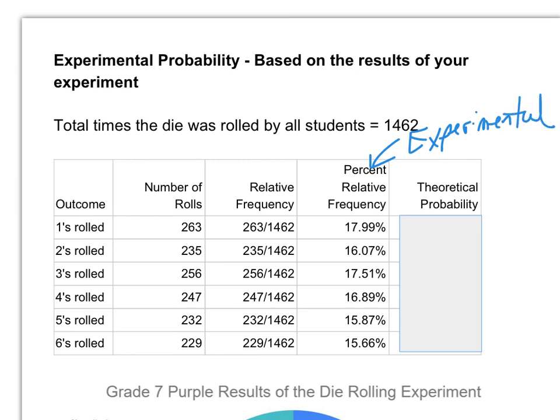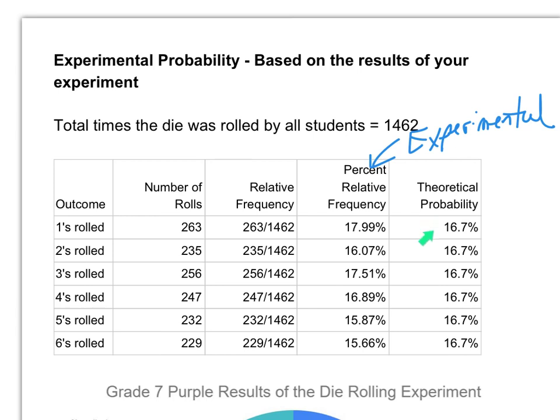Now, if we look back at what the theoretical probabilities were from the previous page, theoretical probability is equal for all possible outcomes at 16.7%. So when we compare the relative frequency, or the experimental frequency, to the theoretical frequency, they're actually very, very close. The one that's the furthest apart is probably the one where the 6s were rolled, but that's also the one that had the lowest number of overall rolls. So this data is actually really good.